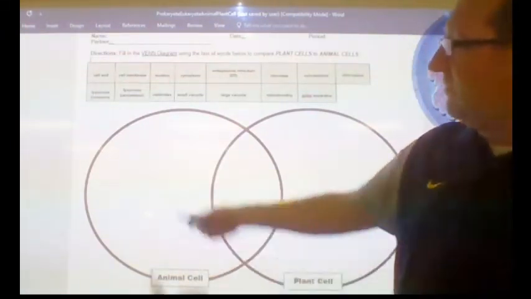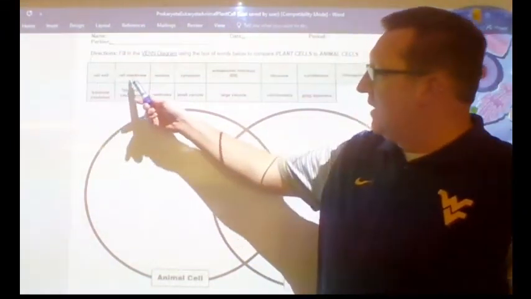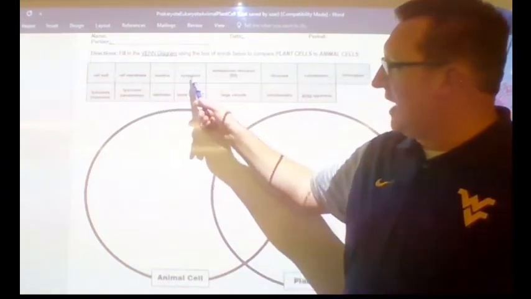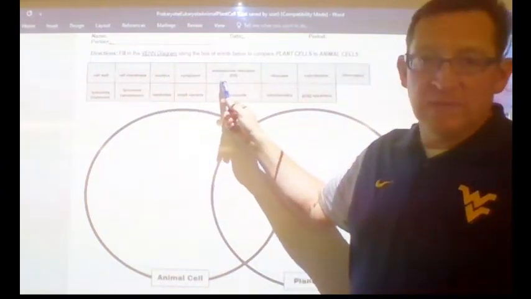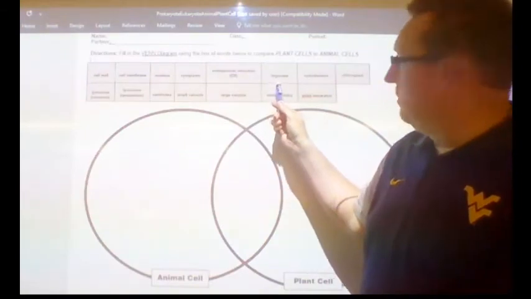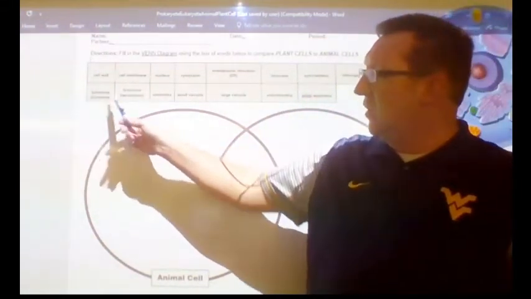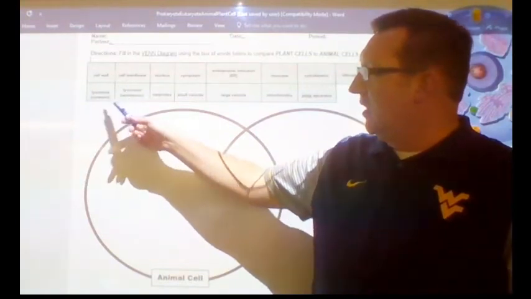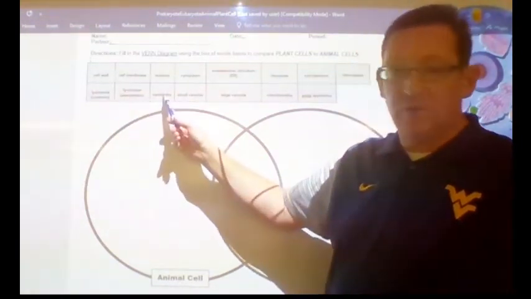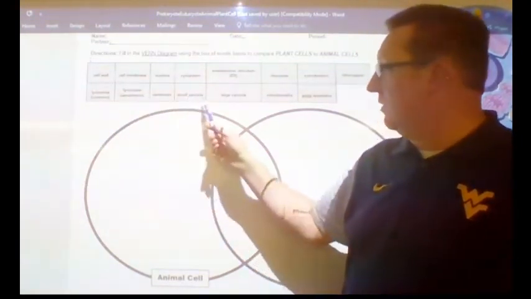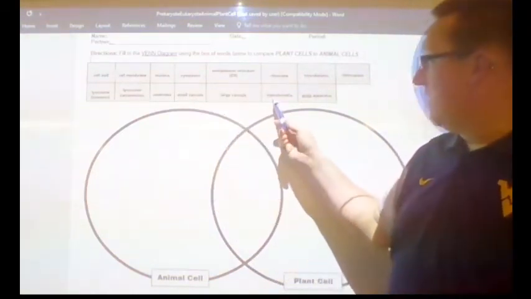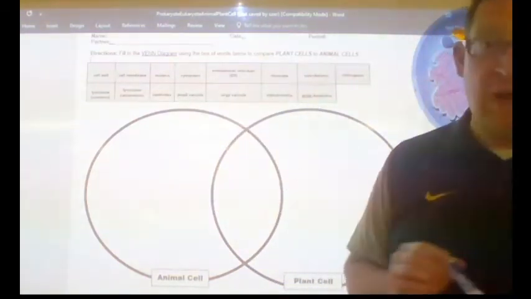And the first list we have here, we have cell wall, we have cell membrane, we have nucleus, cytoplasm, endoplasmic reticulum, we have ribosome, we have cytoskeleton, chloroplast. We have lysosome that are common, lysosomes that are uncommon. We have centrioles, we have small vacuoles, we have large vacuoles, we have mitochondria, and we have the Golgi apparatus.